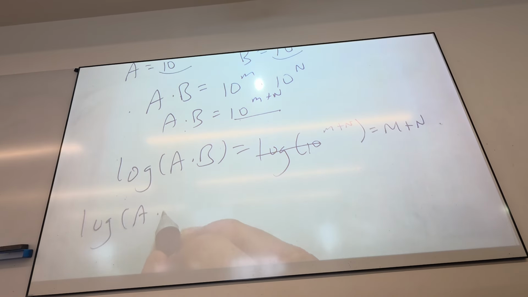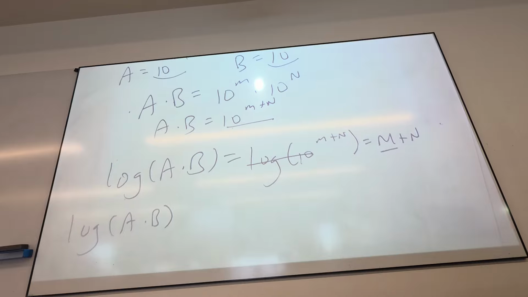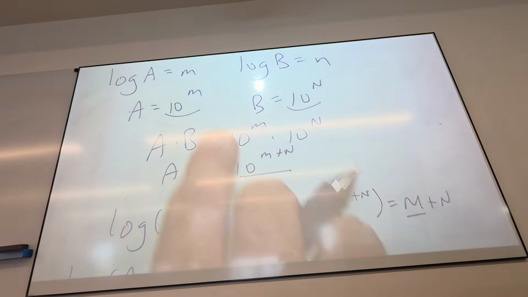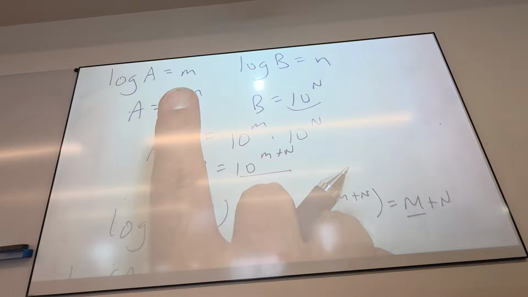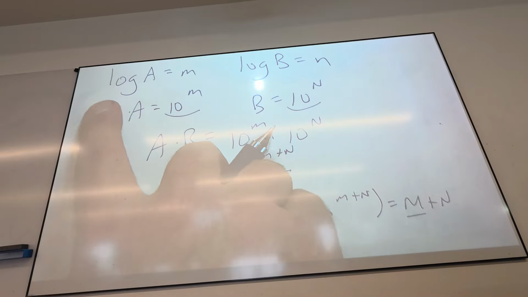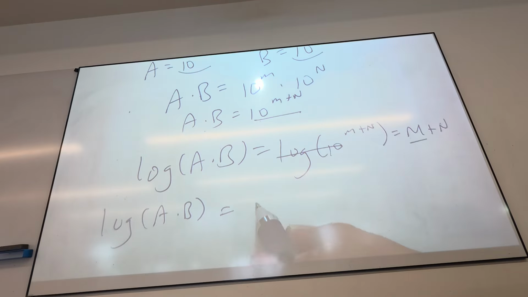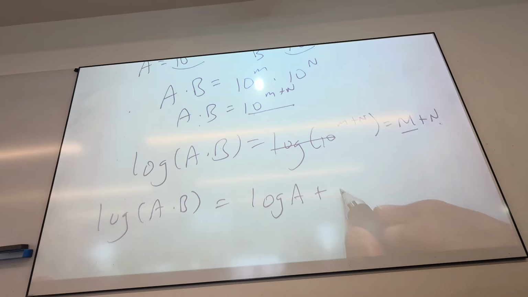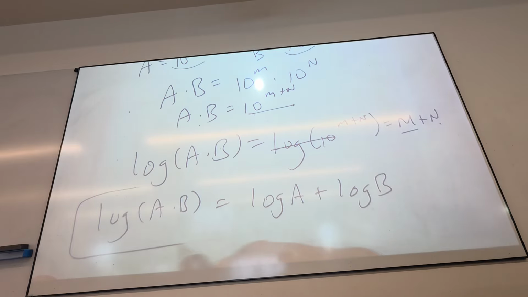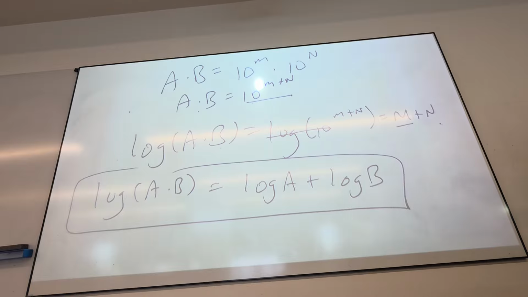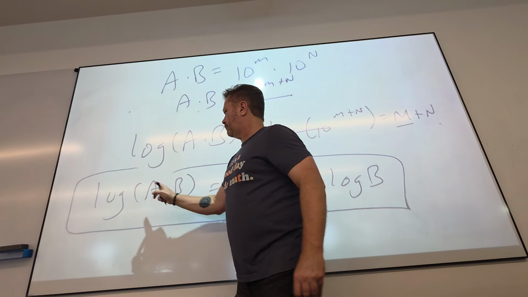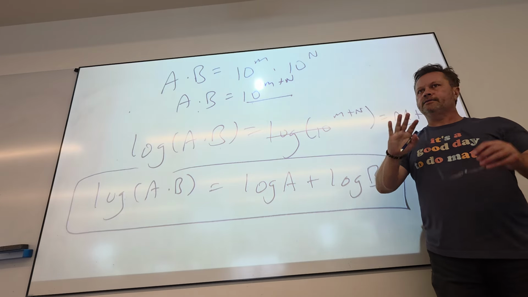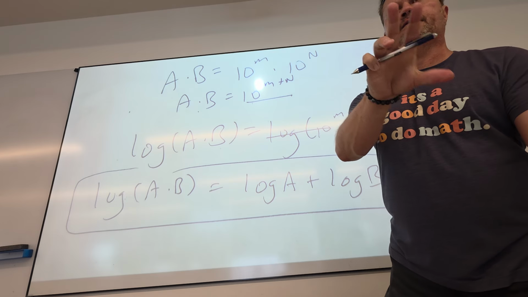Let me write down what we got so far. What was M? What did I say M was, from the very beginning? Log A. And what was N? Log B. Look what we just proved. We just proved that the log of a product is the sum of the logs. I can break it up. That is not obvious, but let me show you what this really says.